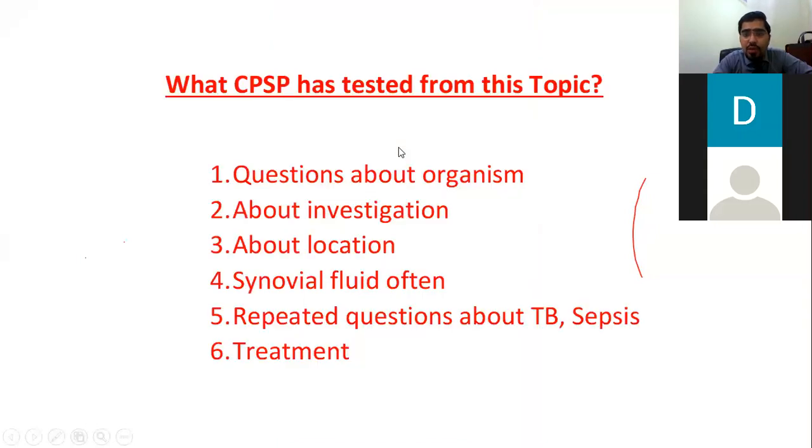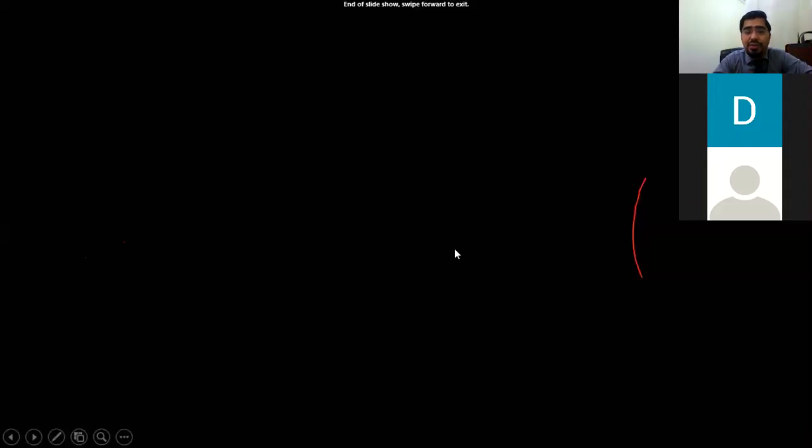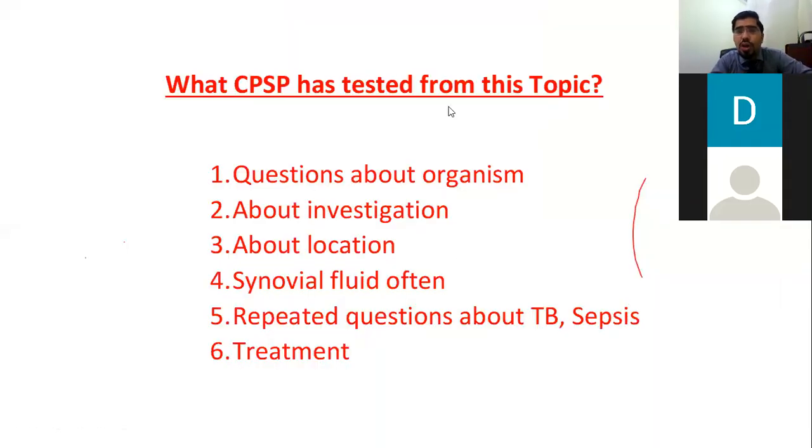So that's all from the MCQ second test. I have tried to tell you how CPSP has tested each topic, and questions about organisms are often asked. There are 2 to 3 questions about investigation and location. For example, sickle cell arthritis is at which location? Diaphyseal location. The synovial fluid chart is very important. Repeated questions about TB, sepsis, and treatment. So this was all from the second test.